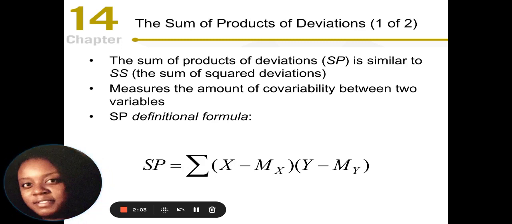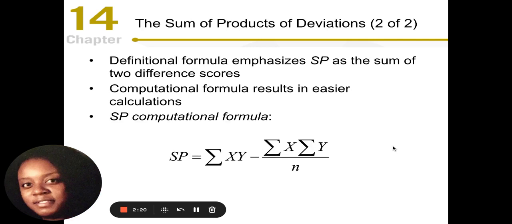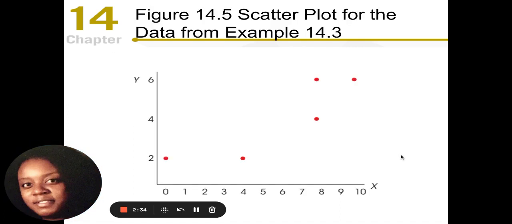The sum of products of deviations is similar to the sum of squares. It measures the amount of covariability that exists between the two variables, and it is indicated by the SP definitional formula. The definitional formula emphasizes the sum of products of two different scores, while the computational formula results in easier calculations. If we look at figure 14.5, we can see a scatter plot for the data in example 14.3.